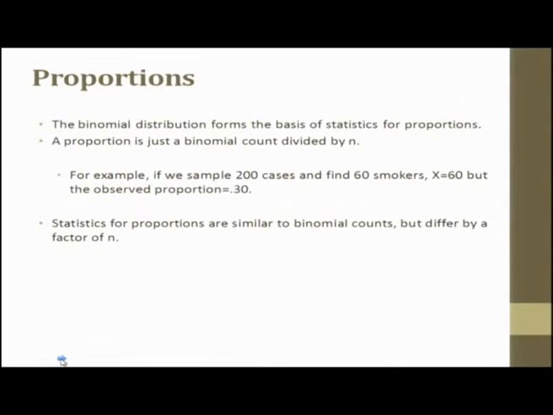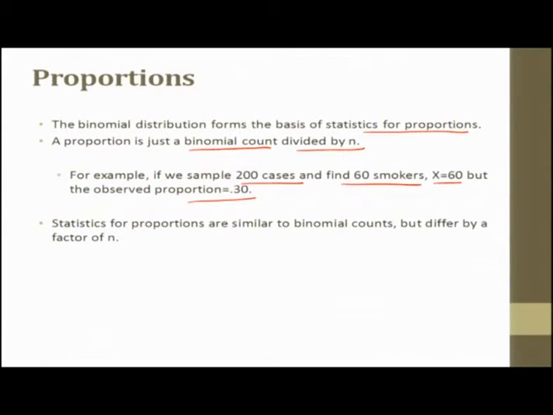Now, the binomial distribution forms the basis of statistics for proportions. A proportion is just a binomial count divided by n, as I discussed when I covered the binomial distribution in the previous lecture. For example, we have 200 cases and we find 60 smokers. So x is equal to 60, but the observed proportion is 0.3, since 60 by 200 is 0.3.